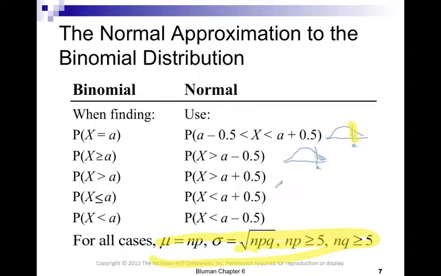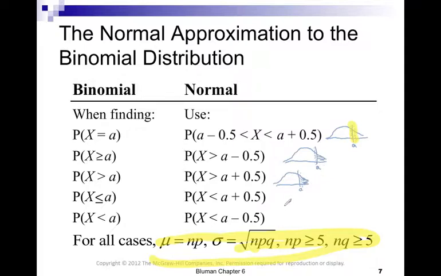When it's greater than, not greater than or equal to, then since it's not equal to A, you don't want to include A. So instead of hitting right on it, you're going to go to that half value just above it, because when it's greater than, there's not a line underneath it right here, so you don't want to include A. You're going to go above it and not include A. So this is A plus 0.5. This would be A minus 0.5.